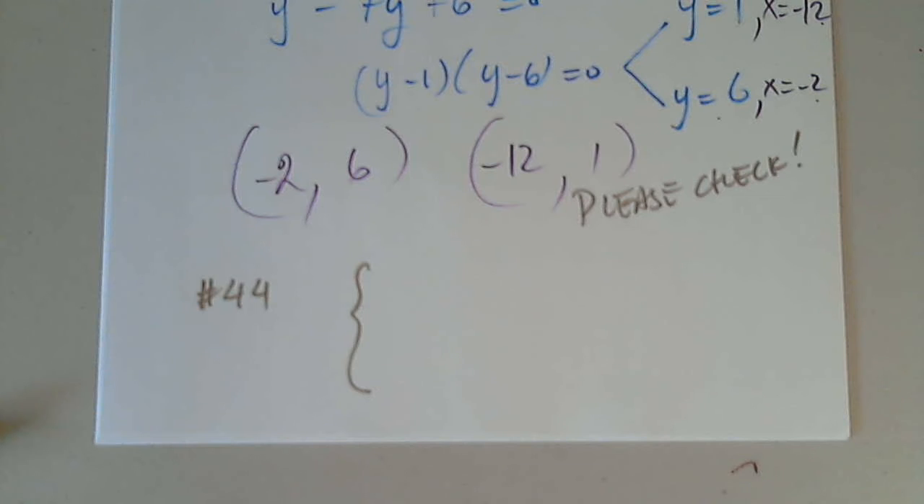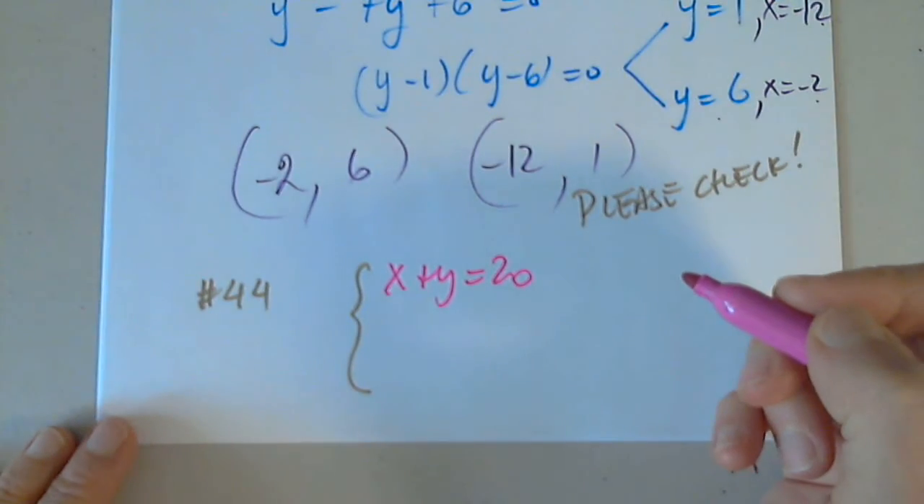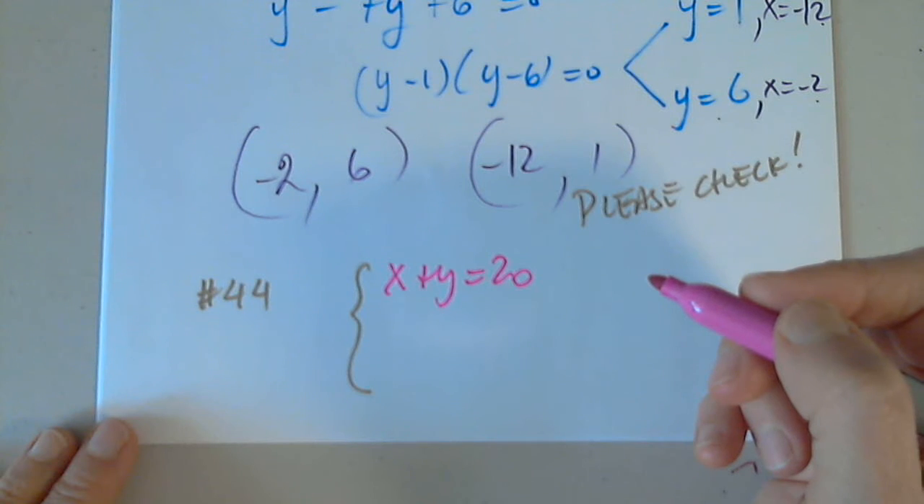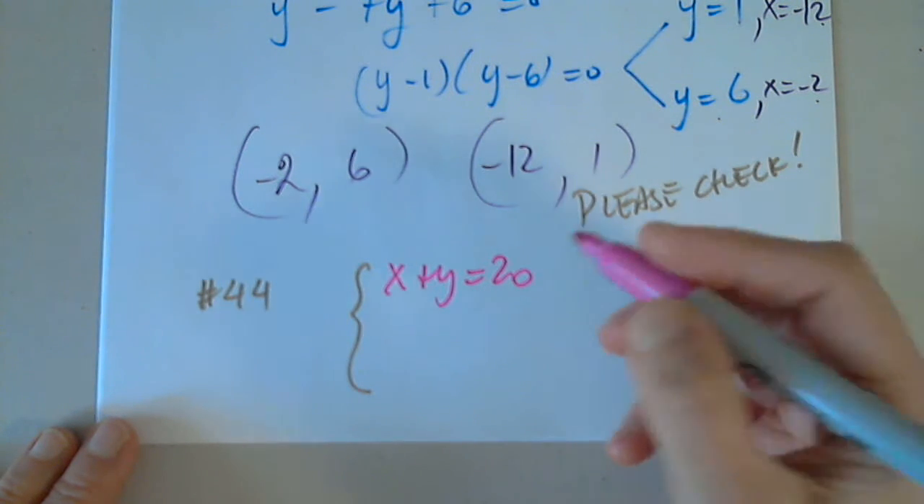The sum of two numbers is 20, and their product is 96. Find the numbers. Would the first one be like x plus y equals 20? Excellent. I forget what you said for the second. Very good. And their product is 96.